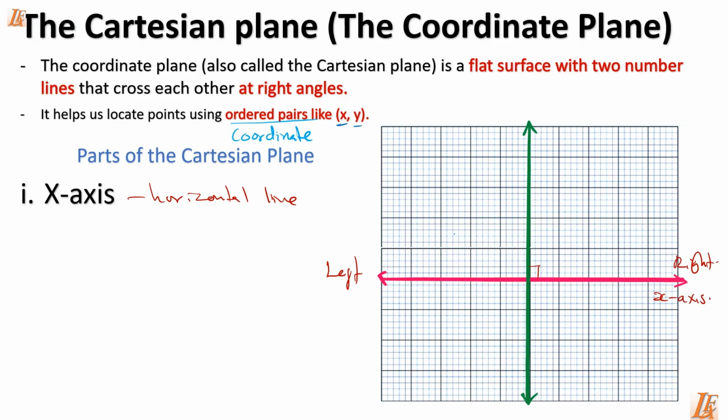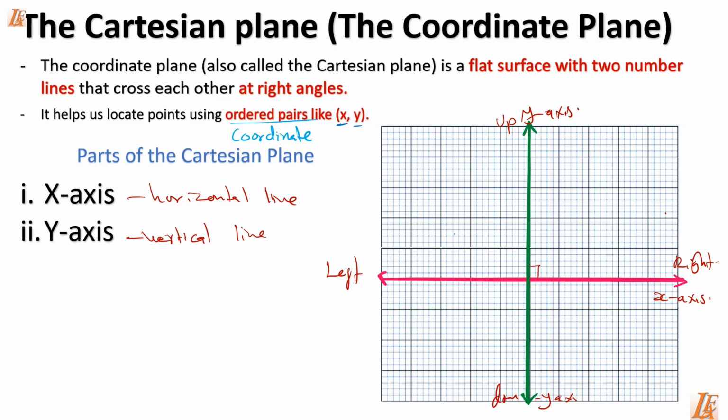Then we also have the second part of a Cartesian plane, that is the y-axis, and this one is a vertical line that runs up and down, and it shows us how far you move from the origin to the upper side or to the lower side of the origin. So this one runs from up and then down, and we call it the y-axis.